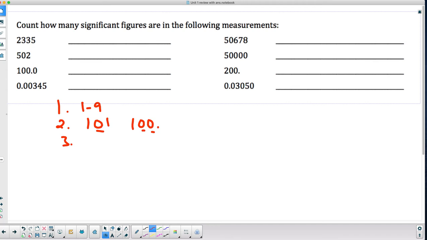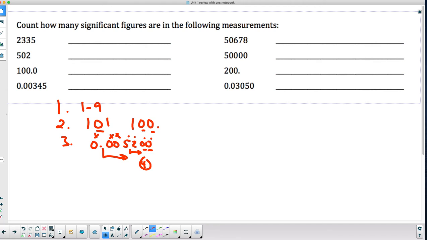The third rule is zeros to the right of the decimal point and the number are also counted. So this would be 4 significant figures there, 1, 2, 3, 4, but not that one, and not that one, and never that one. So zeros to the left are not significant. Zeros to the right are significant if there's a decimal point.